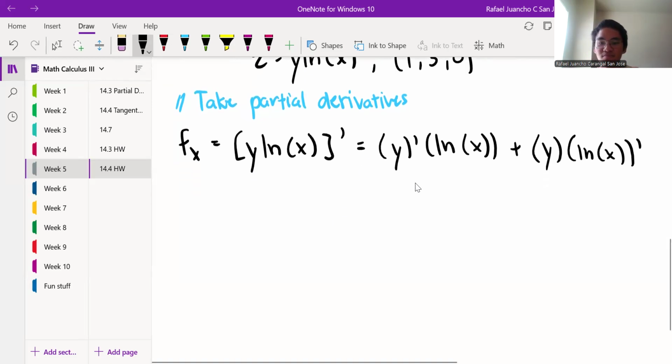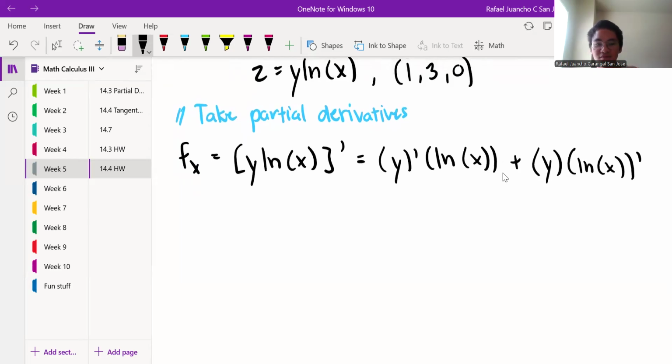There we go. And we'll see from here what we'll get. So here we'll actually just get y prime. This is 0, so this is everything gone, right? Because that's 0. This one, on the other hand, is what? It's 1 over x. And there we have it. It's just y over x, right? Let me look at my f sub y.